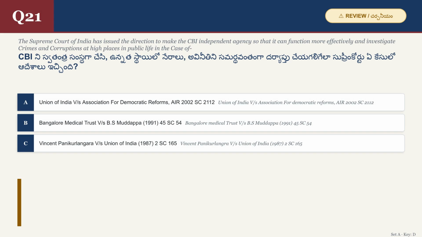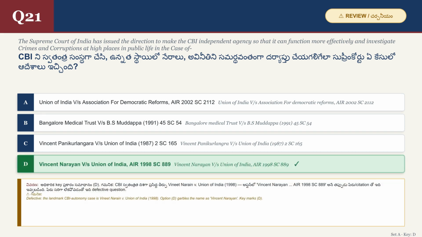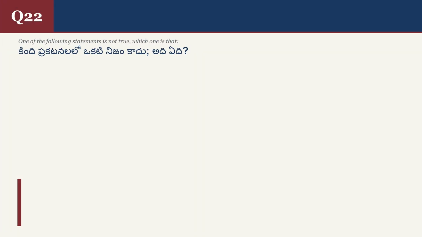Question 21 asks, which case involved the Supreme Court directing the CBI to become an independent agency? The official key marks D, Vineet Narain v. Union of India, AIR 1998 SC 889, despite the name being slightly defective. Question 22 asks, which statement regarding evidence is not true?